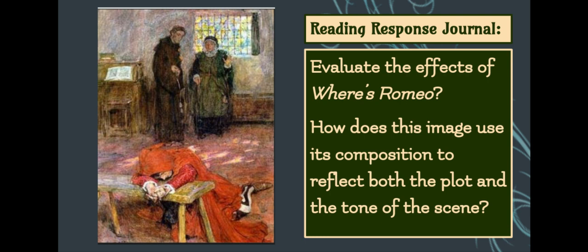As you're answering this question in your reading response journal, I want you to think about the following. What is the significance of the placement of the characters? Why are specific colors used in specific areas of the painting? What could these colors symbolize? For additional help, you might want to look at the Mood Reference Guide, the Irony Reference Guide, and the Symbolism and Motifs Reference Guide. You will have 5 minutes to complete this activity.